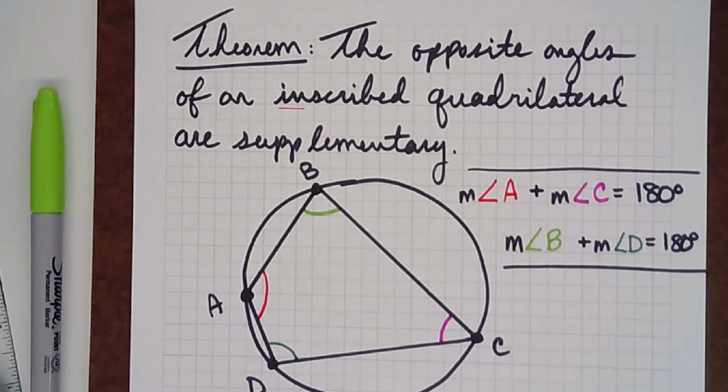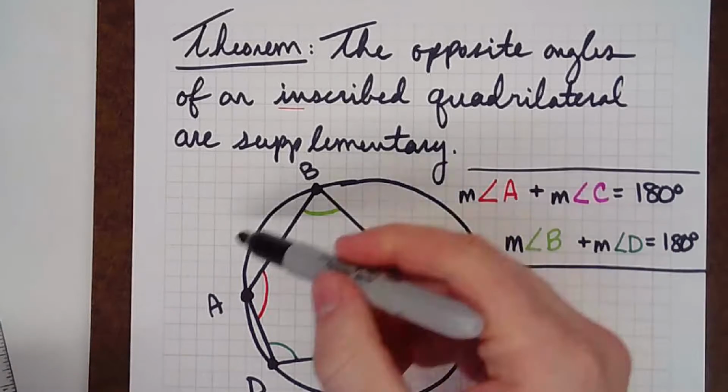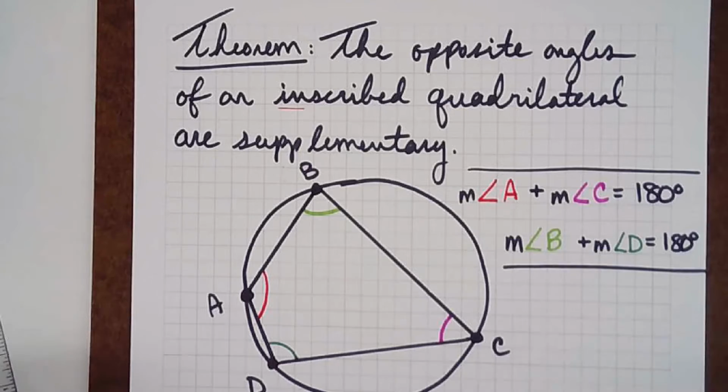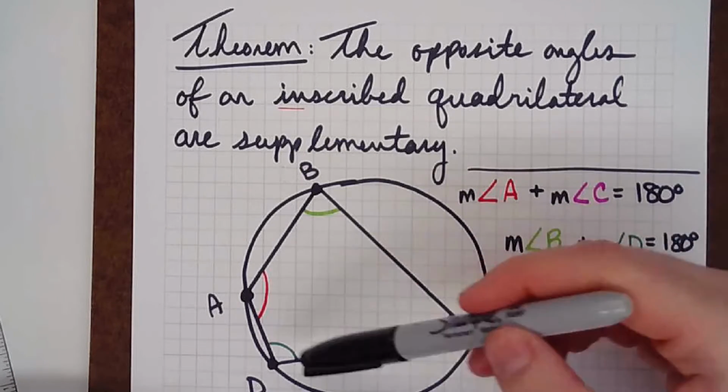All right, it's time for another math video. So today, we're going to be taking a look at the opposite angles of an inscribed quadrilateral. So what does that mean? Well, inscribed means it's inside the circle, right? The quadrilateral part comes from this being a four-sided figure that is inside the circle.